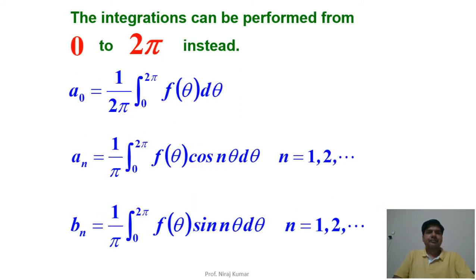Now this integration can be performed from 0 to 2 pi instead of minus pi to pi. So the a naught will be the same value. The integration limits will change from minus pi to pi to 0 to 2 pi. So all the integration can be done for 0 to 2 pi, because 0 to 2 pi is a period.